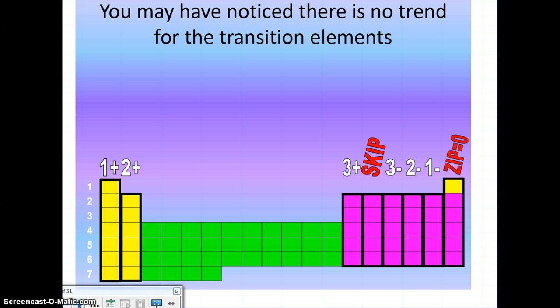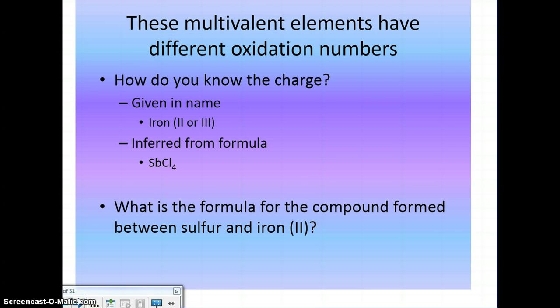All right, so far we've only talked about the trends, the 1+, 2+, 3+ skip trends, and we haven't talked at all about these guys in the middle. So let's talk about what we need to do to find the charge of those. All right, well, these ones in the middle, they can do different things.